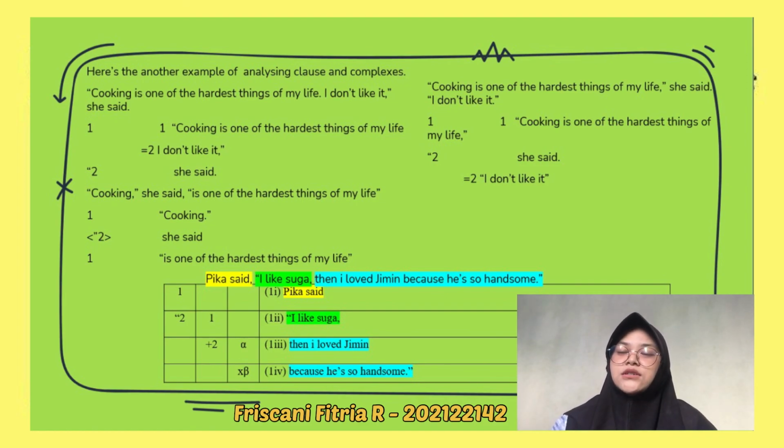And why alpha and beta? Because "I love Jimin" is the main clause, and "because he's so handsome" is the reason. And because a reason is adding information, we add an x beside the beta.